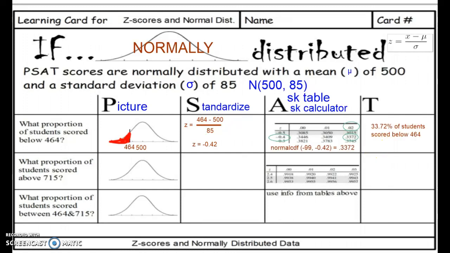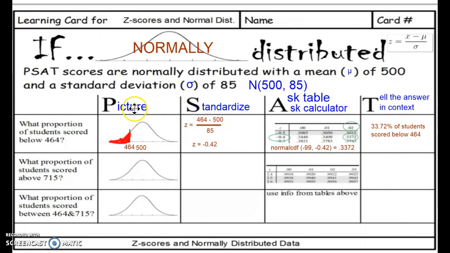The last thing that I want to do is tell my answer in context. You always want to give your answer in context. If you don't give your answer in context, you're probably going to get dinged for it and get points taken off. Your E will become a P, your P will become an I, and we don't want that. So our answer in context would say this: 33.72% of the students scored below 464.